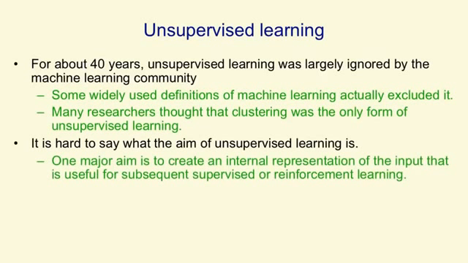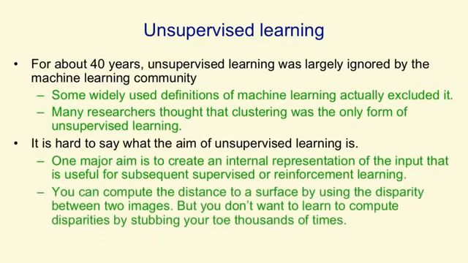One major aim is to create an internal representation of the input that is useful for subsequent supervised or reinforcement learning. And the reason we might want to do that in two stages is we don't want to use, for example, the payoffs from reinforcement learning in order to set the parameters for our visual system. So you can compute the distance to a surface by using the disparity between the images you get in your two eyes. But you don't want to learn to do that computation of distance by repeatedly stubbing your toe and adjusting the parameters in your visual system every time you stub your toe. That would involve stubbing your toe a very large number of times, and there's much better ways to learn to fuse two images, based purely on the information in the inputs.